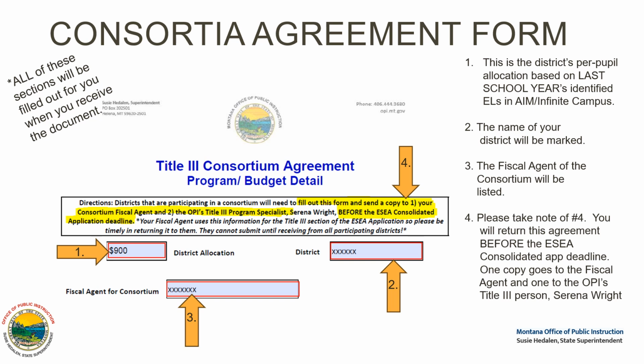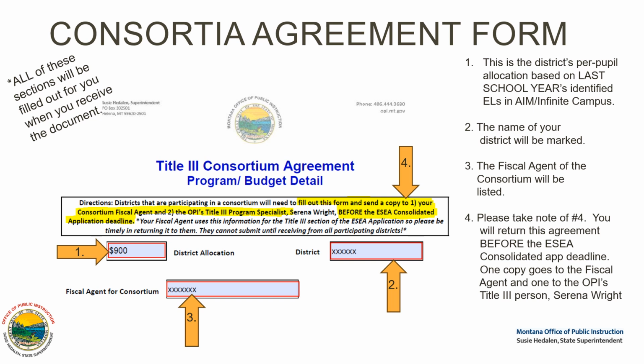Okay. The district information. So now arrow number 2, the name of your district will be marked in there. And then arrow number 3, the fiscal agent of the consortium will be listed. When I send you this agreement form via email, I will also make sure I include the information for the fiscal agent's clerk. So you know who to send your form back to. Their email address will be on there. When you are ready to pay invoices or submit cash requests, or ask that cash requests are submitted on your behalf, you will know who to reach out to.